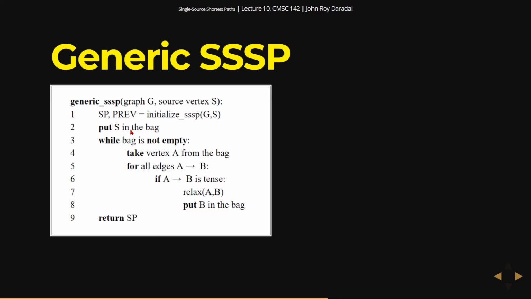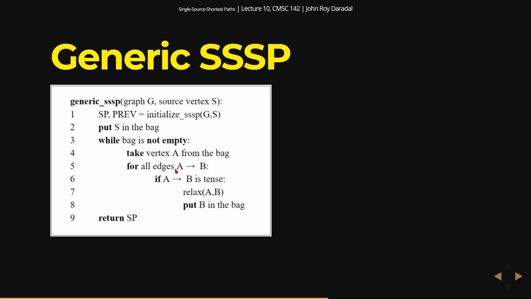So it could be any data structure later on. Okay, and then while the bag is not empty, you take some vertex A from the bag. Whether it would be a queue or a priority queue is not specified because this is generic. Just imagine that you have a container, and then you'll take some vertex A out of it.